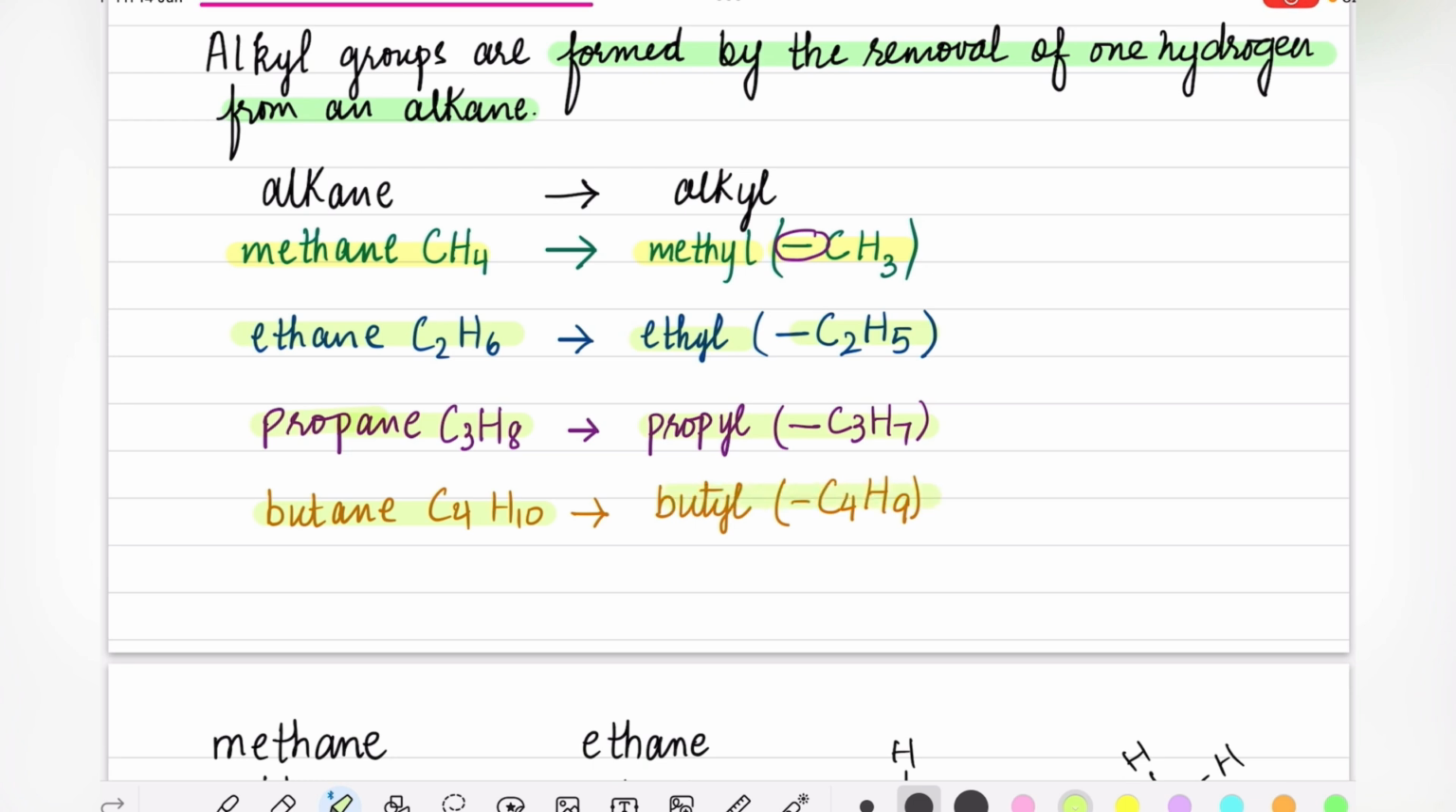Now you will see that in alkyl groups there is one hydrogen atom less than the hydrogen atoms present in the respective alkane. So, as the general formula for alkanes is CnH2n+2, there is one hydrogen atom less in the alkyl groups, so its general formula will be CnH2n+1.